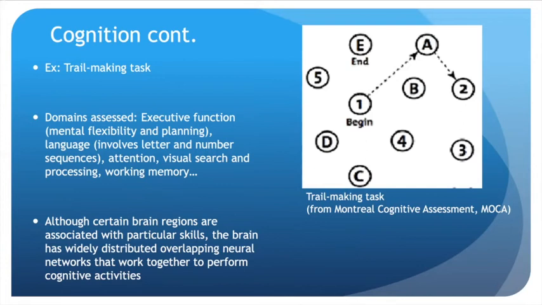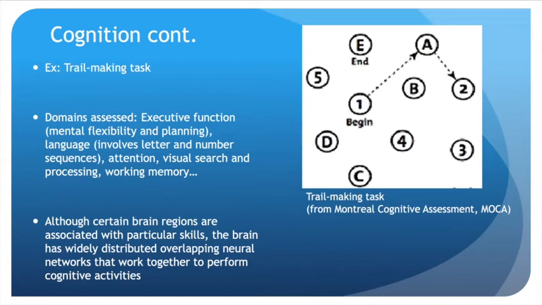So what does this assess? In terms of the domains assessed, this could be said to assess executive function, which is tied in with mental flexibility and planning. It could involve language, since it involves letter and number sequences. It involves attention. It involves visual search and processing, and working memory potentially, because of the directions. So there are a lot of domains that are actually being assessed. Executive function, but other things as well.